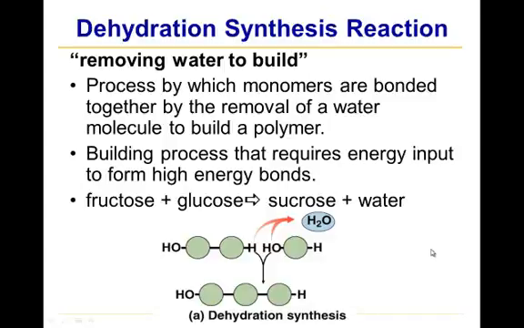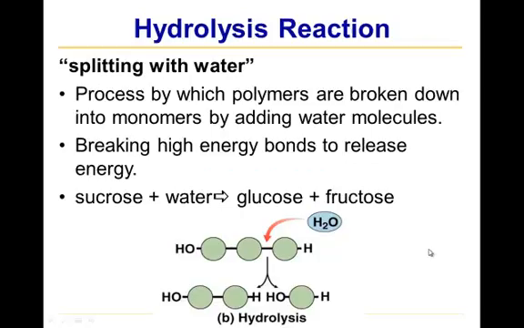Now we can look at the other side of the coin, and that is how we take one of these long polymers and break off the constituent monomer, the single unit. If we look at the name of a hydrolysis reaction, hydro is water and lyse, L-Y-S-E, is splitting. Hydrolysis is splitting with water. And so we're breaking chemical bonds. And so this is a process by which polymers are broken down into monomers by adding water molecules, or also breaking high energy bonds to release energy.